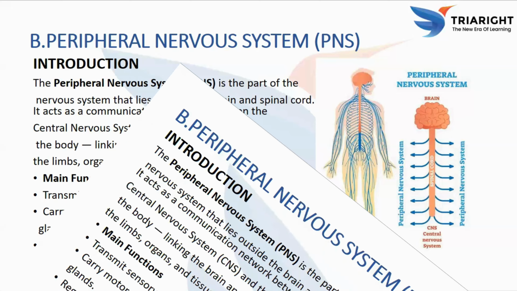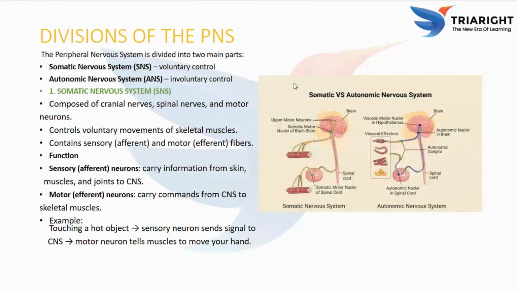So now let's talk about the divisions of the peripheral nervous system. What are the divisions? It is divided into two main parts. What are they? The somatic nervous system and the autonomic nervous system. The somatic nervous system helps in voluntary control, whereas the autonomic nervous system helps in involuntary control.